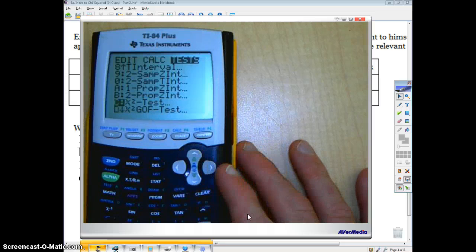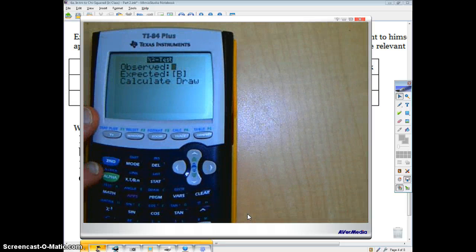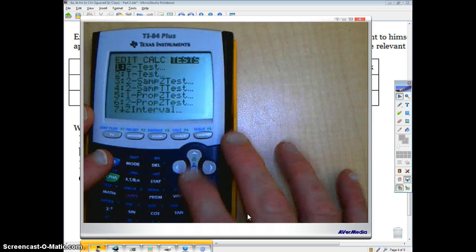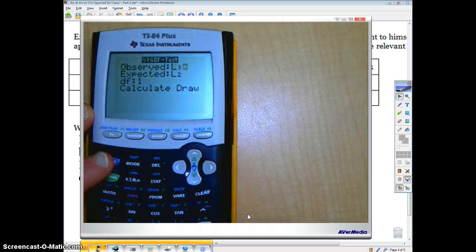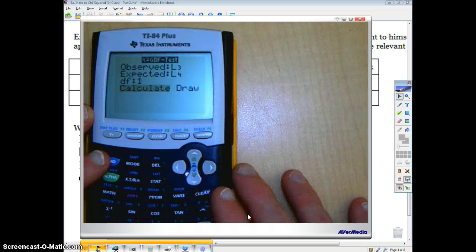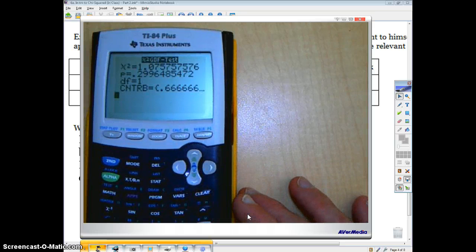All right, now let's suppose I select the wrong test. You'll notice if I go to hit L3, it won't let me. So the calculators are fairly idiot-proof, which is nice. Okay? So the goodness of fit test, L3, L4, two categories, DF 1, and same thing. Okay? So here you'll see we get a p-value of 0.3, which means we fail to reject. It doesn't really matter, the alpha level.